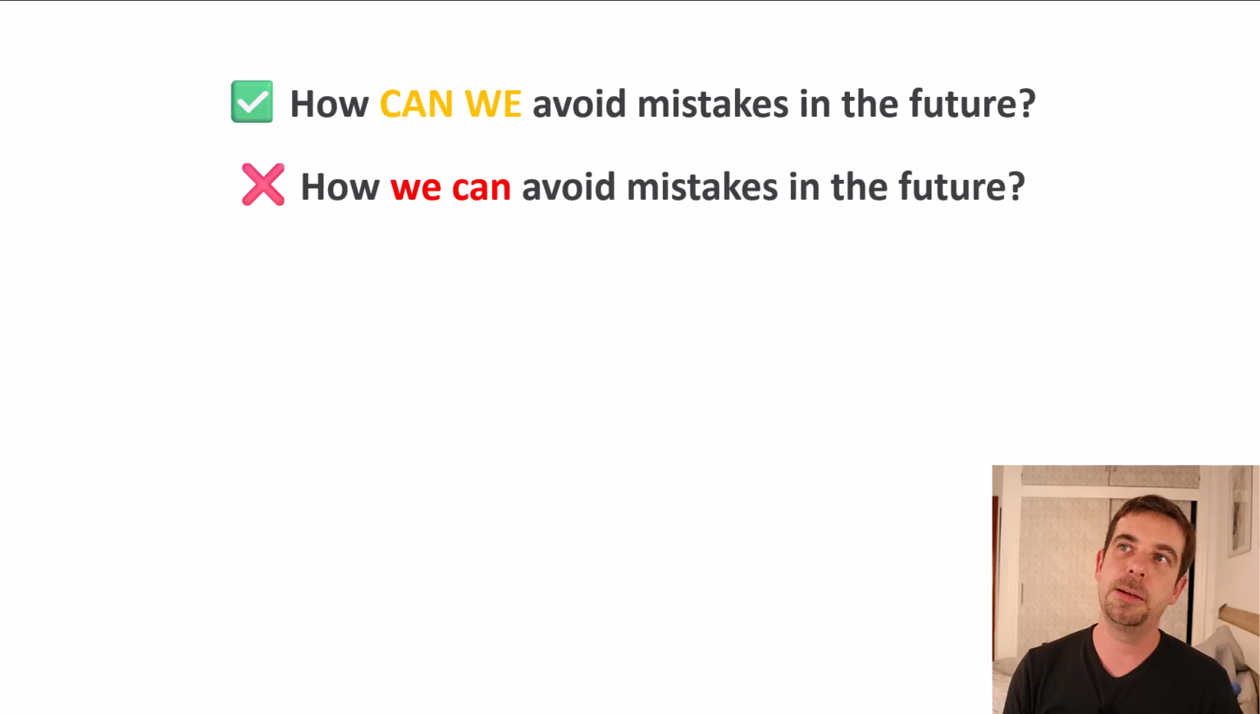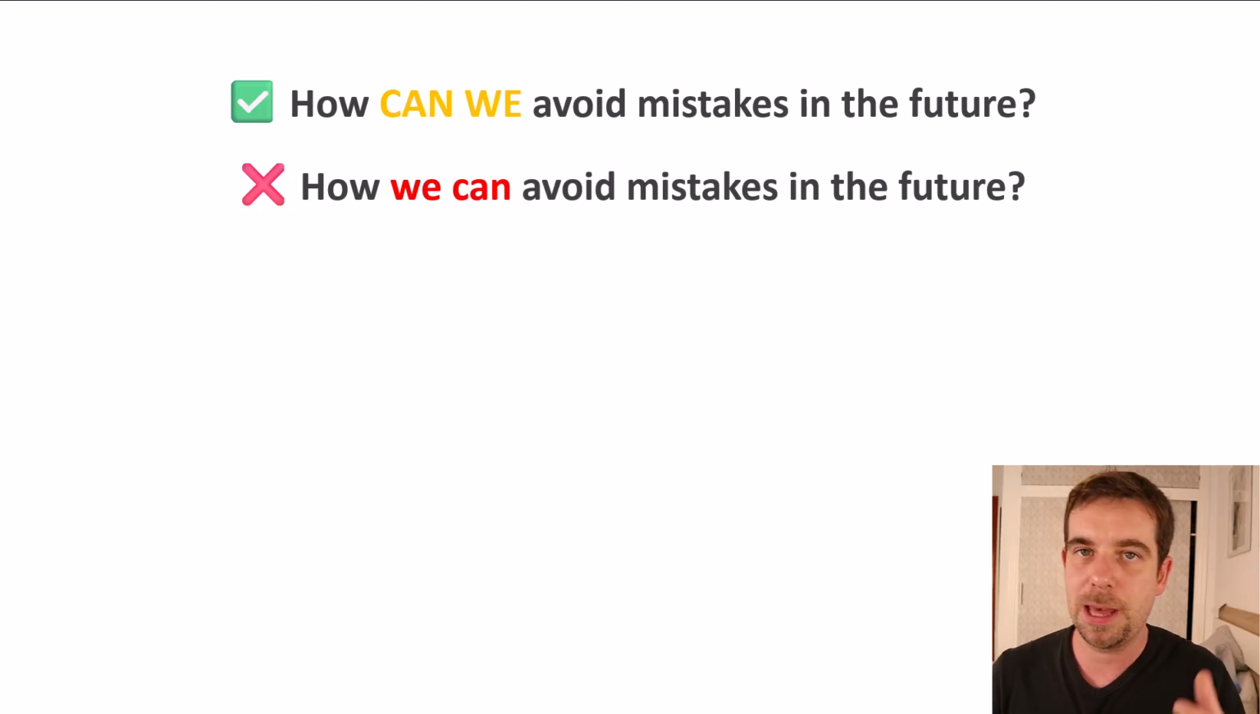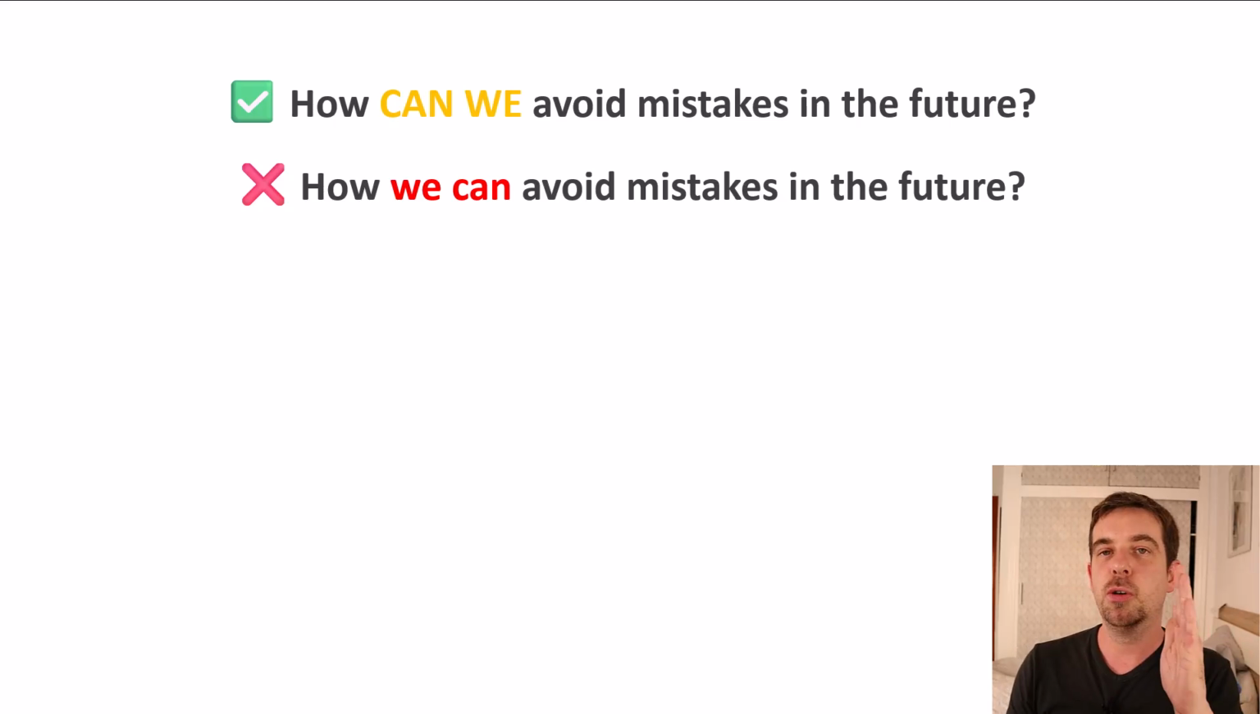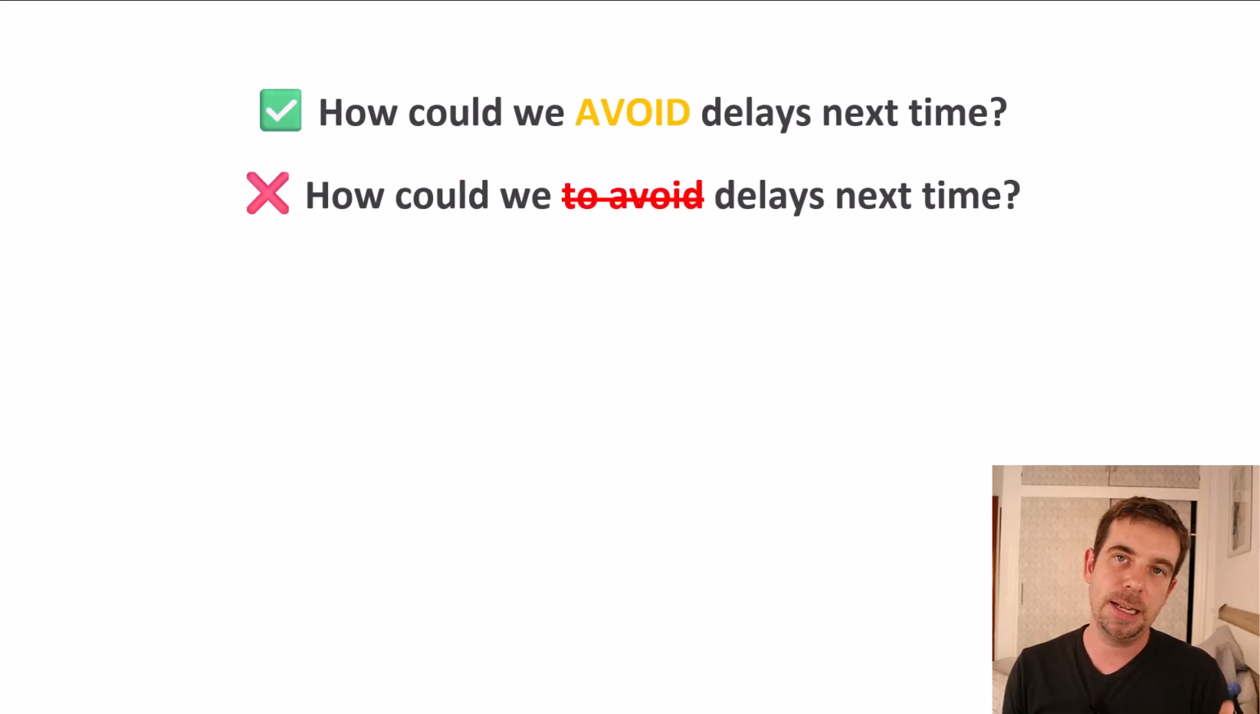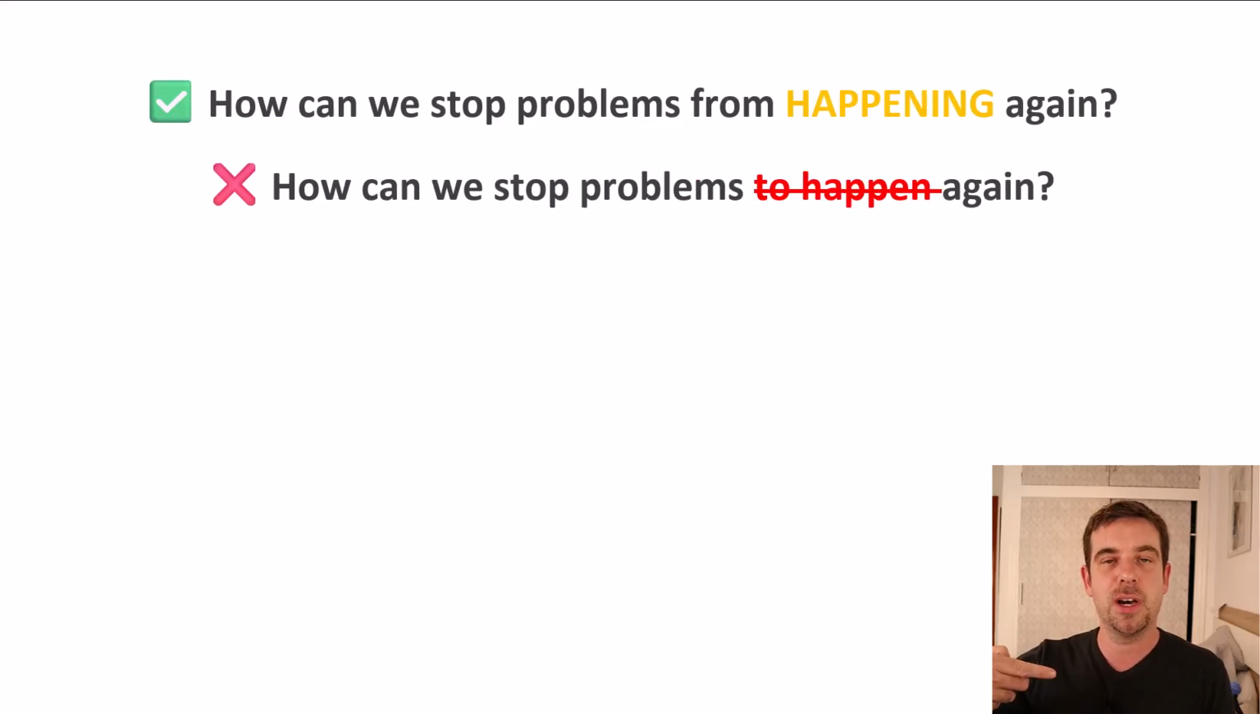Now, I'm repeating, but if we want to ask a question with how and can or could, you must always change the word order. How can we avoid mistakes in the future? And then again, just remember that if we have could or can, it will be the base verb, the base infinitive. How could we avoid, not "to avoid". The next one is how can we stop problems from happening again? So this is the basic idea: you have "from" as a preposition and then "from happening".